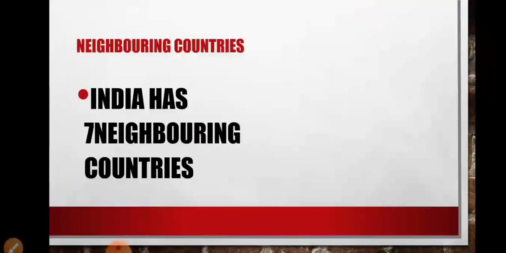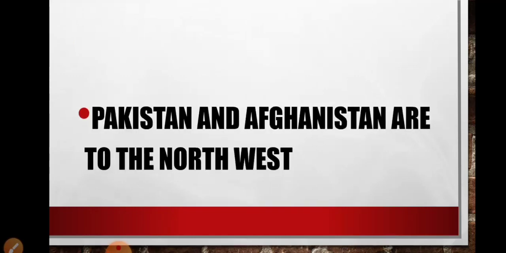Okay children, so here you can see that India has 7 neighboring countries. What are those, children? Well children, Pakistan and Afghanistan. These are also our neighboring countries. As you know, Pakistan is our enemy country, but it is also a neighboring country, and we are trying to develop a good and healthy relationship with this country.